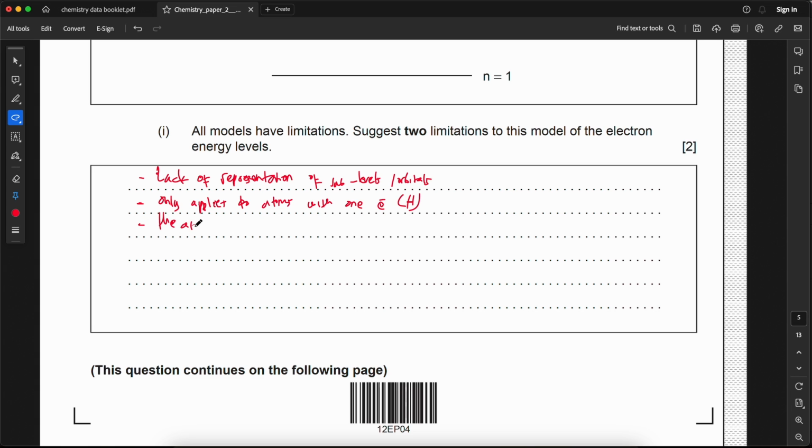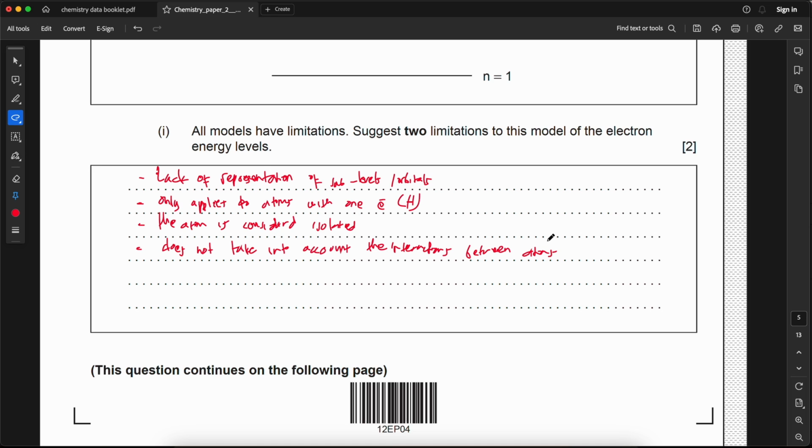The atom is considered isolated and does not take into account the interaction between atoms. Okay, why is there a lack of representation of sublevels or orbitals?